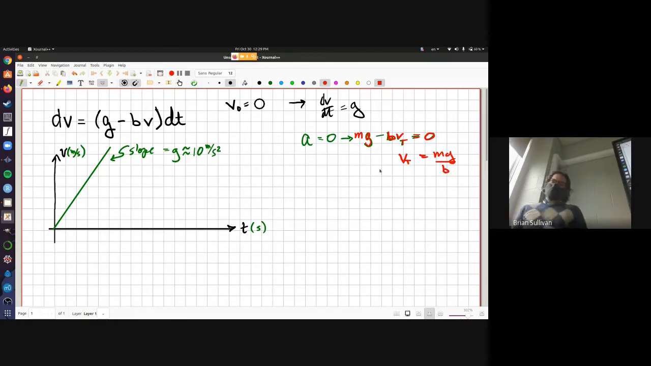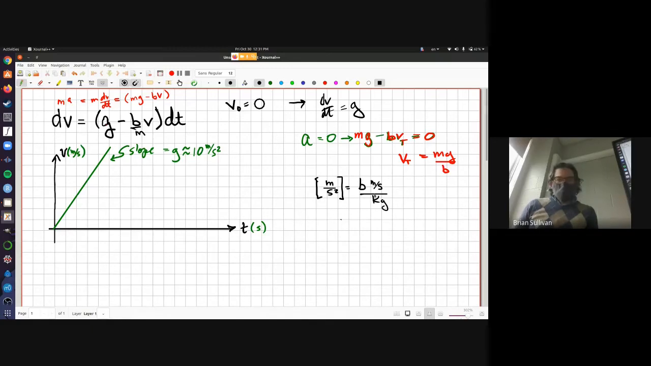Oh, by the way, can you tell what the units of b must be? If you can figure that out, talk to the person next to you or think on paper. What must the units of b be? The units of that g term, meters per second squared, must be the units of b times v, which is meters per second, and m is kilograms. Did my meters cancel here? I've got a 1 over seconds and a 1 over seconds squared. So that leaves us with a 1 over seconds equals b over kilograms. So the units of b are kilograms per second.